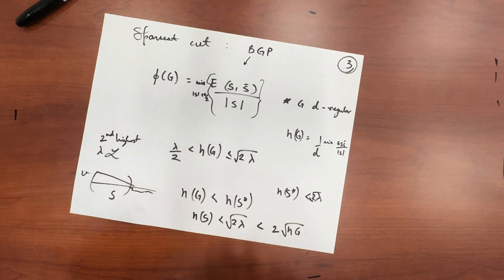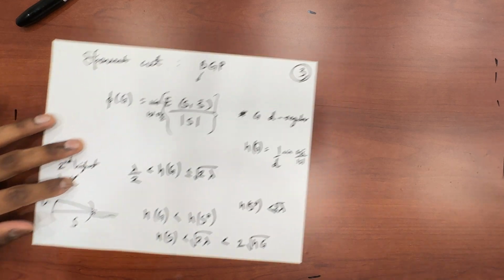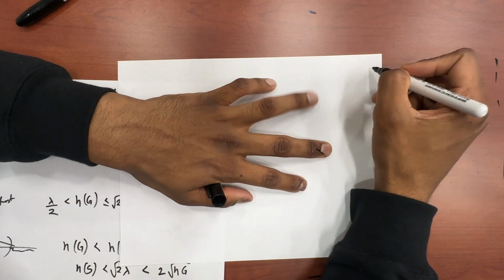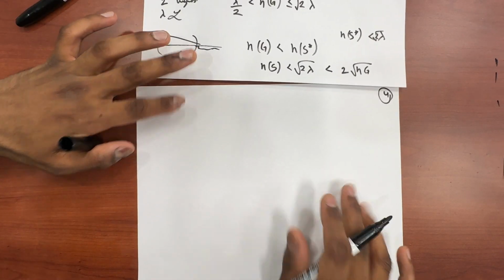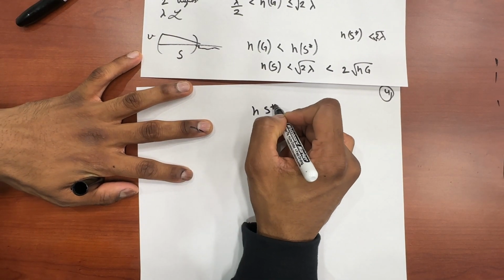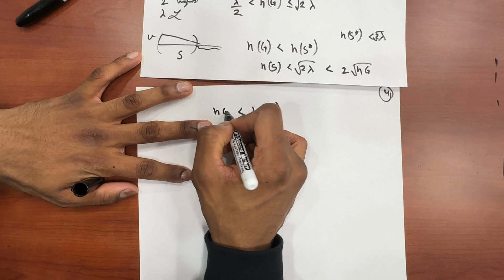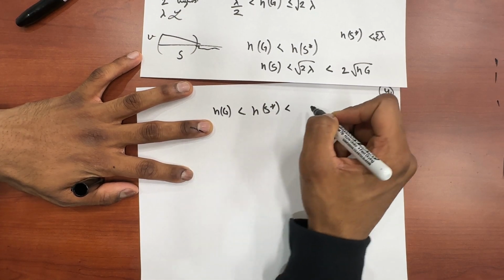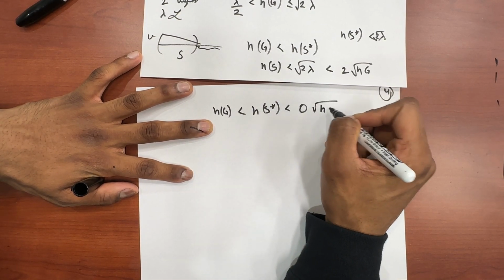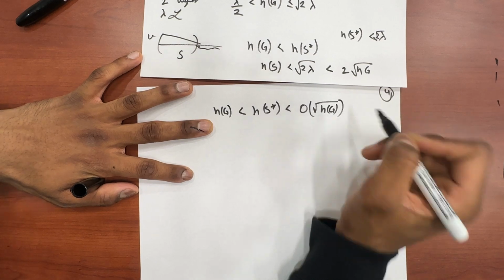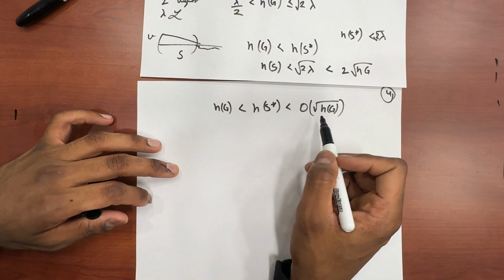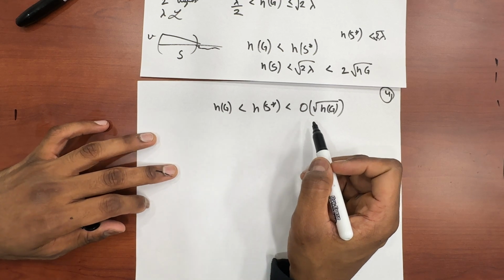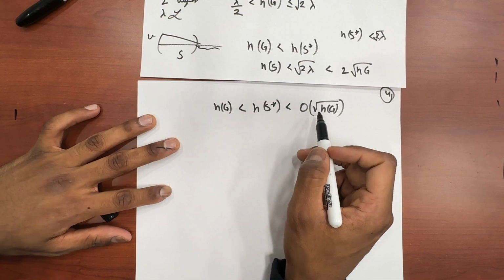So essentially what I'm trying to say with this quantity is that we can find an h of S star, which is obviously going to be greater than h of g, but it's going to be less than square root of h of g, right? And h of g is going to be a small quantity, so square root of h of g is going to be a large number. So this number could be very large.